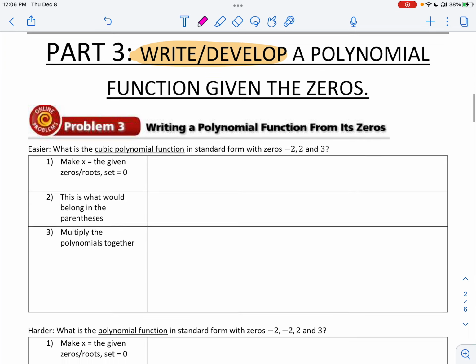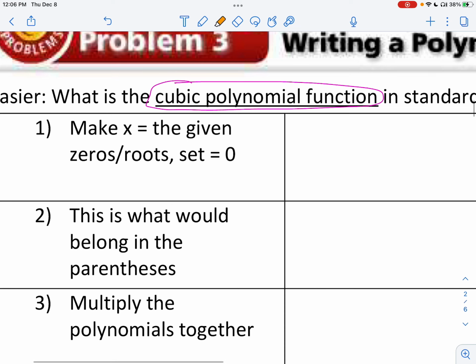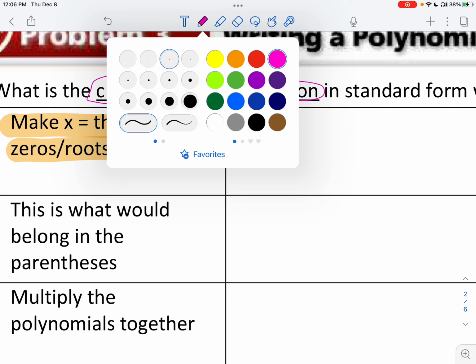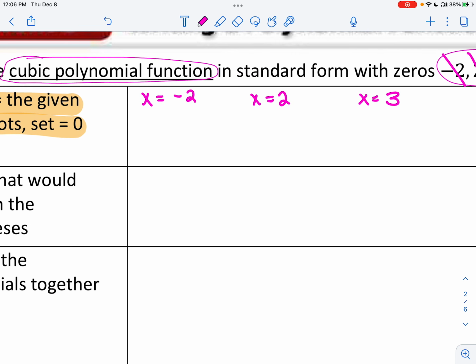So I have my steps here on how to do this. This one tells us we're going to get a cubic function, and we need that cubic function to have these zeros. So in other words, this is where it's going to cross the x-axis, also known as its roots. Step 1, make the x equal the given root, and then set those equal to 0. Okay, so I see x needs to equal -2, x needs to equal +2, and x needs to equal +3. Then my directions say to set those equal to 0.